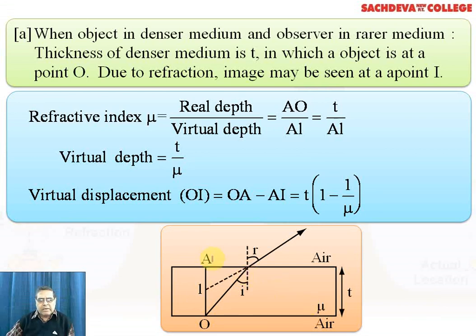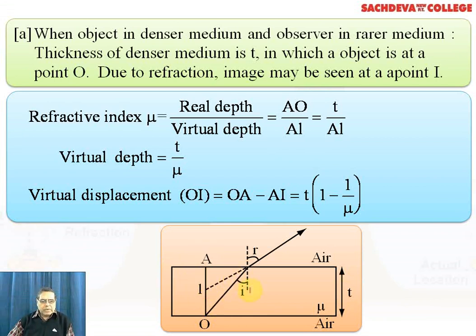This I have explained in terms of the beaker or glass container. The coin, if viewed from outside, appears to be slightly raised up, but otherwise it is just at the bottom. So according to geometrical estimations, the real depth is AO and the virtual depth is AI, that is equal to T over AI.